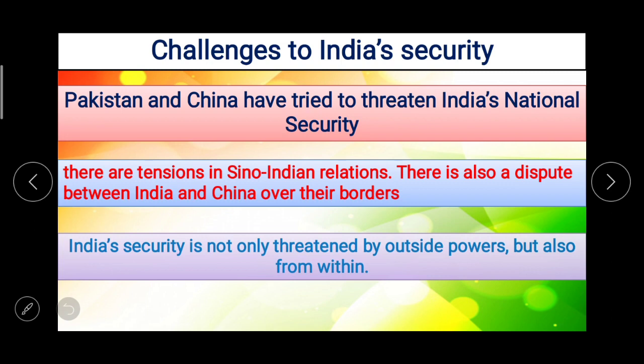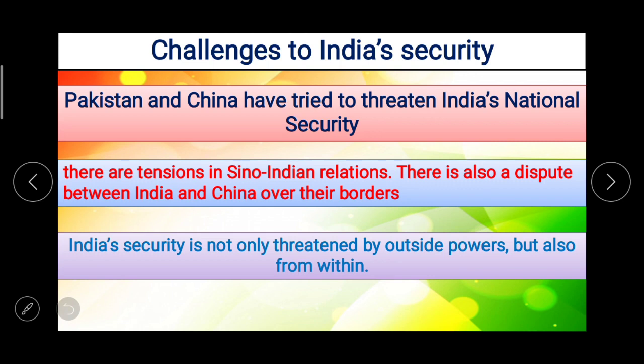Then the next thing, India's security is not only threatened by outside powers but also from within, and it is not just the difference between external security and internal security that is important anymore. It includes religion, regionalism, and several rebellion movements based on ideology, race, ethnicity, and economic inequality that are creating instability. For example, the Naxalite movement is a threat to India's internal security.